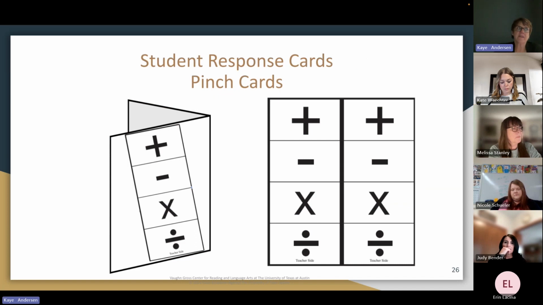Another quick and easy thing to do are what's referred to as pinch cards or show cards.